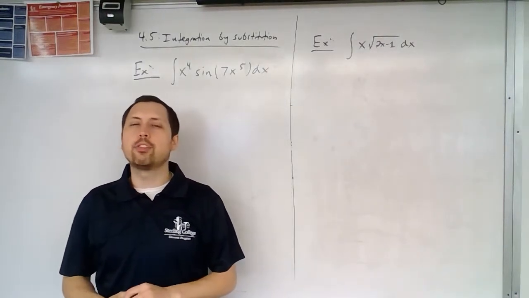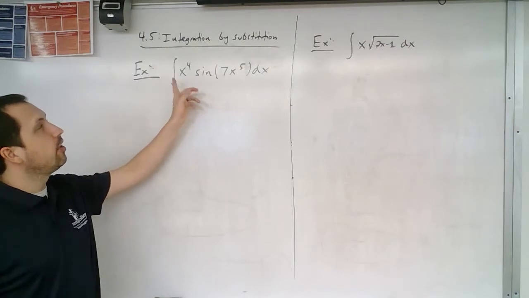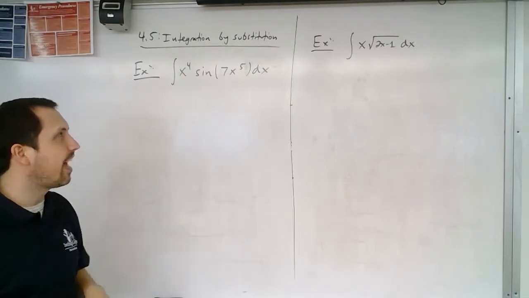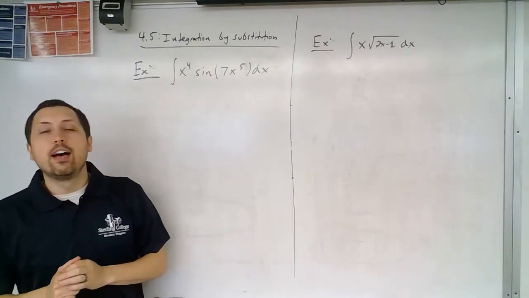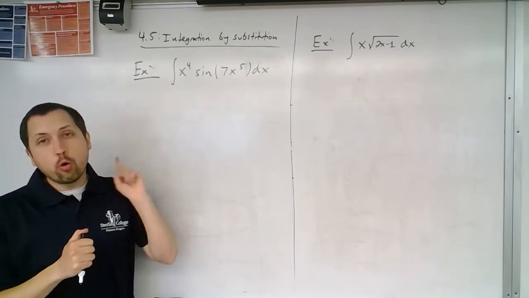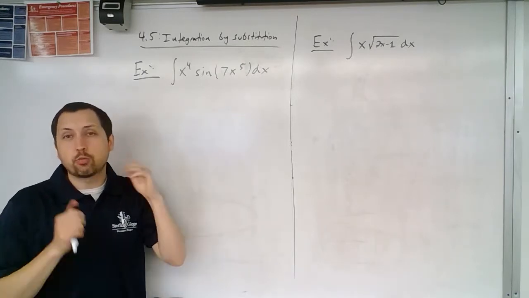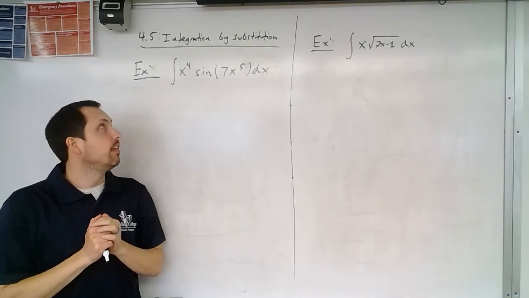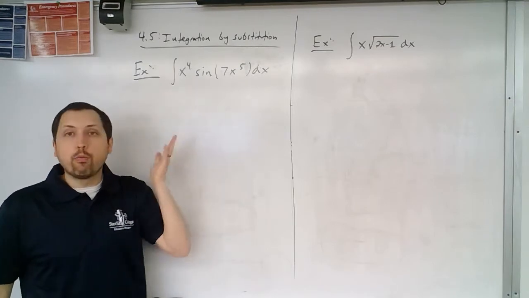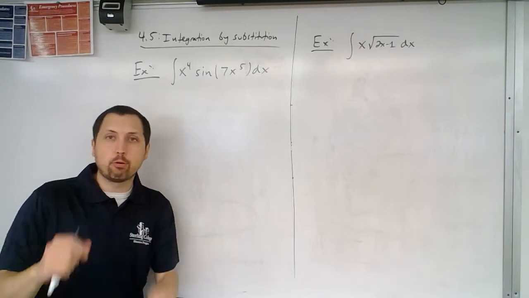Take a look at two more examples of u substitution. So we're taking a look at the integral of x to the fourth sine of 7x to the fifth dx. Again, when we're looking for our choice of u, that only comes after saying, can I integrate this using just regular antiderivatives? Look at this. Hopefully you can't, right? There's no way you can. So you need to instead pick an appropriate u.